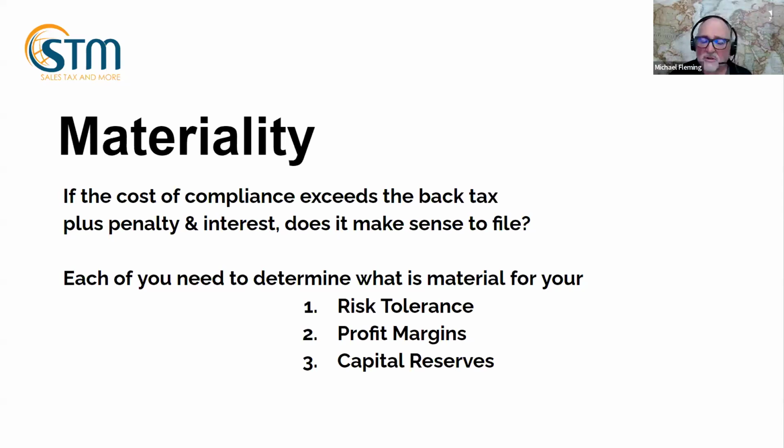Profit margins. A lot of people work with real small profit margins, 2%, or maybe you're not even making money. And this is a little bit counterintuitive. It's the people with the smaller profit margins that need to worry about this the most, because if the average sales tax rate is 8% and penalty and interest on average is 50% of the tax that you owe, you're looking at roughly a 12% effective rate.